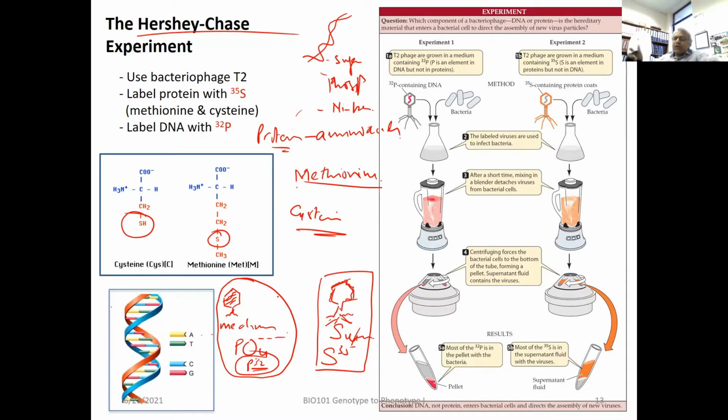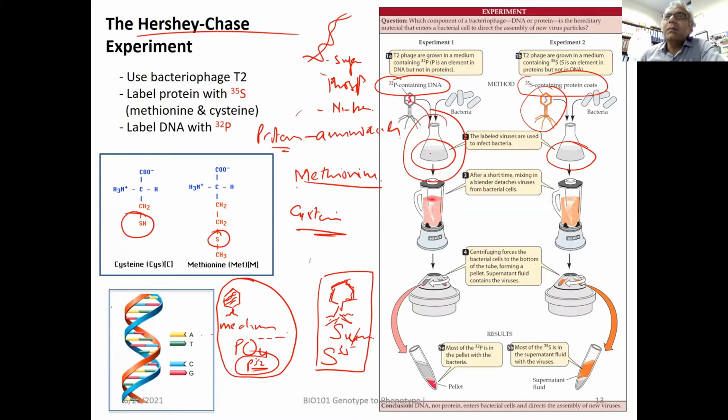And now what we are going to do, we are going to use the phage which was grown in the presence of P32. We will add all this in a bacterium culture, and separately all the virus which was grown in the presence of S35 in a separate bacterium culture. You let them infect for some time, 10 minutes, 15 minutes, whatever. And then what you do, you blend this virus plus bacterium.